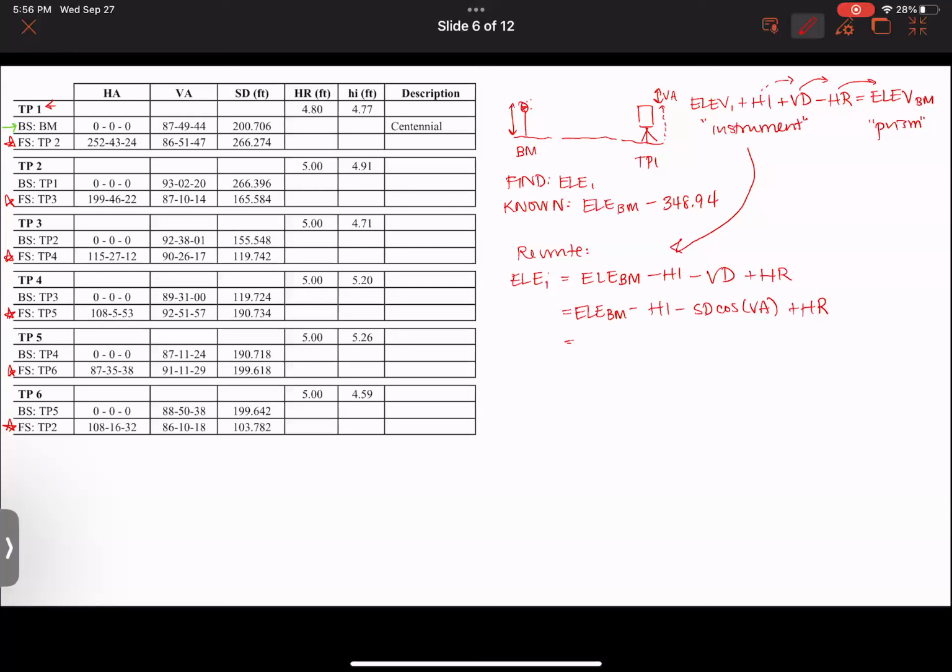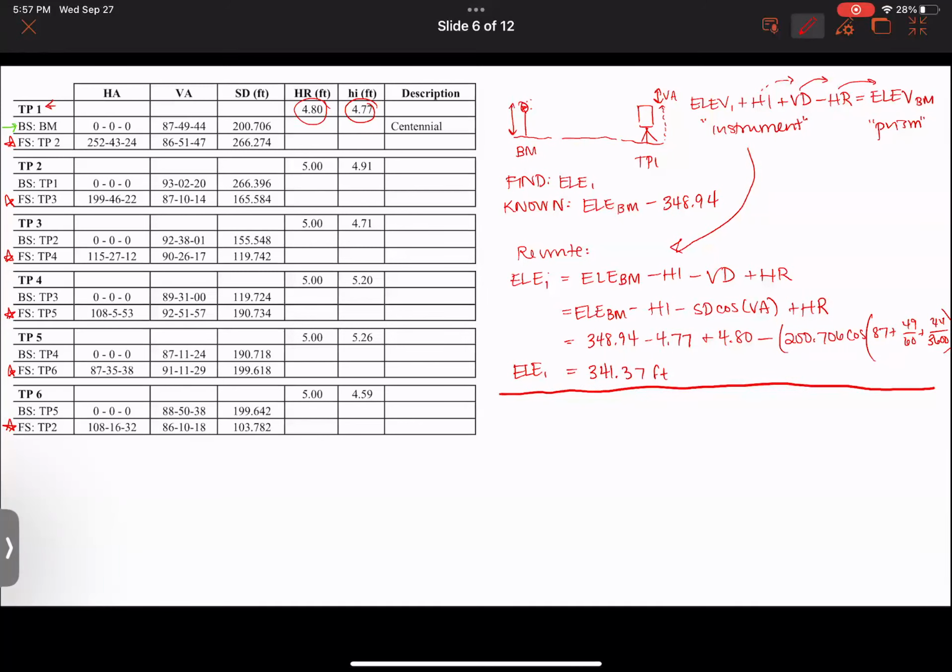And now I can actually just enter values from that particular reading. Elevation at the benchmark, 348.94. Minus HI up here, it's 4.77, plus HR is 4.80, minus SD is 200.706, times cosine of 87 plus 49 over 60 plus 44 over 3,600. I squeezed it on there. And if you do this math, you should get a value of 341.37 feet. So that is the elevation at TP1.